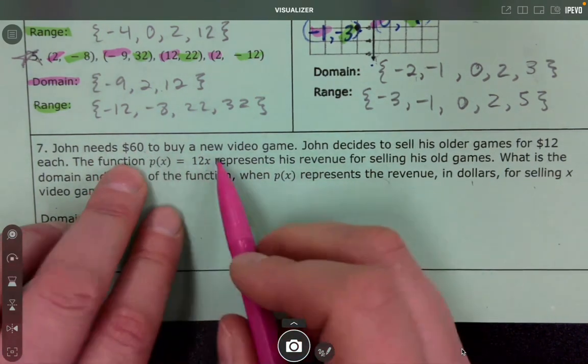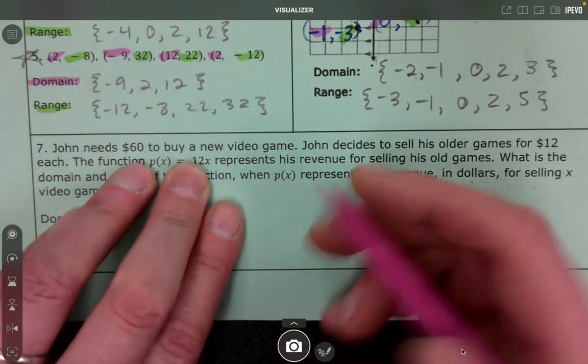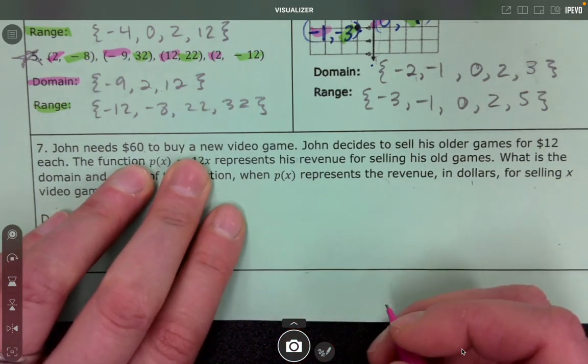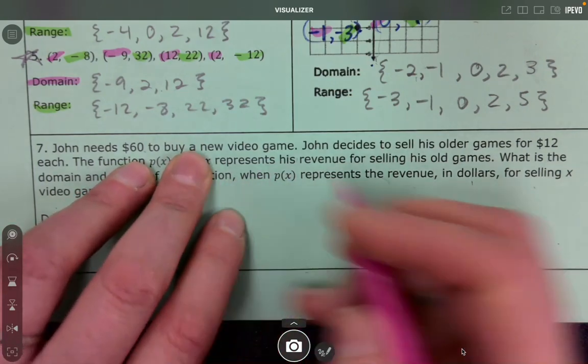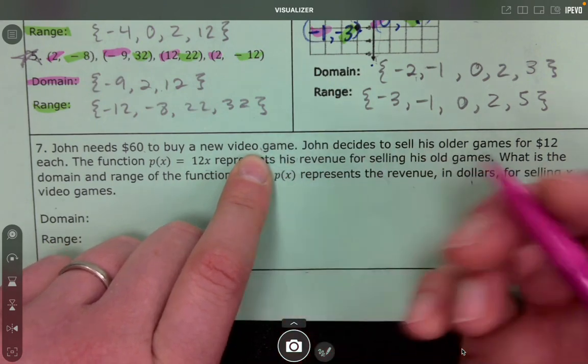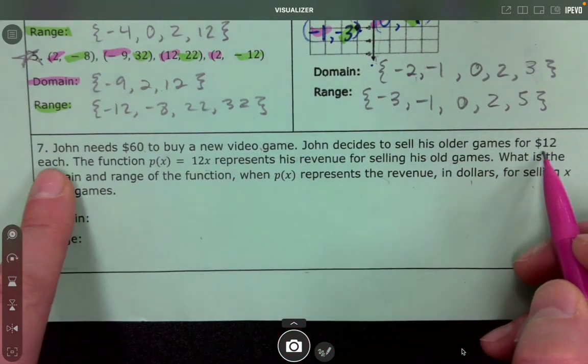John needs $60 to buy a new video game. So the first thing that I think of when I read that is I had no idea that video games were so expensive. And my students are assuring me that some of them are well over $100. So I can see why he's going to have to save up or do something to buy this new video game. So John decides to sell his older games for $12 each.